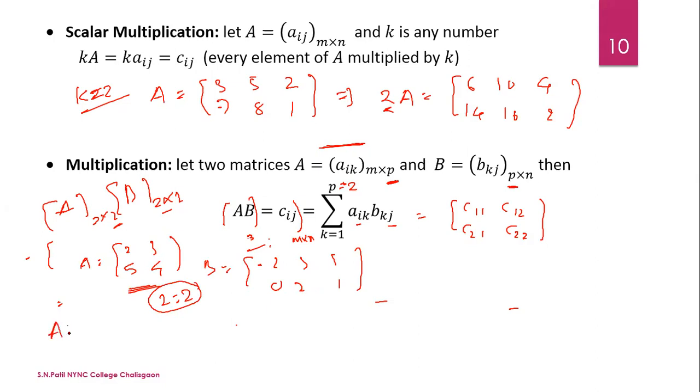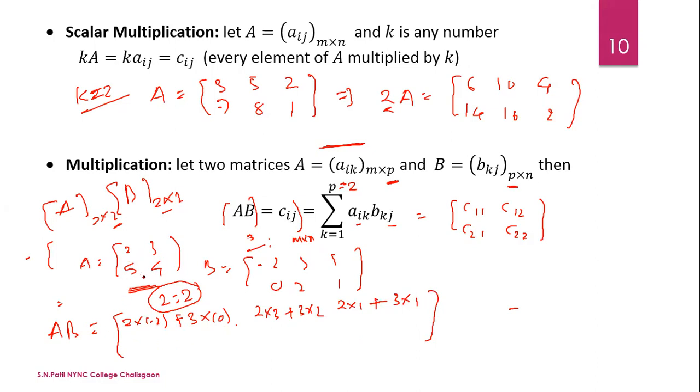Now A into B is obtained by the first row. I'm directly putting the simplification. First row is multiplied to the first column, that is 2 into minus 2 plus 3 into 0. First row is multiplied to the second column, that is 2 into 3 plus 3 into 2. First row is multiplied to the last column, 2 into 1 plus 3 into 1.